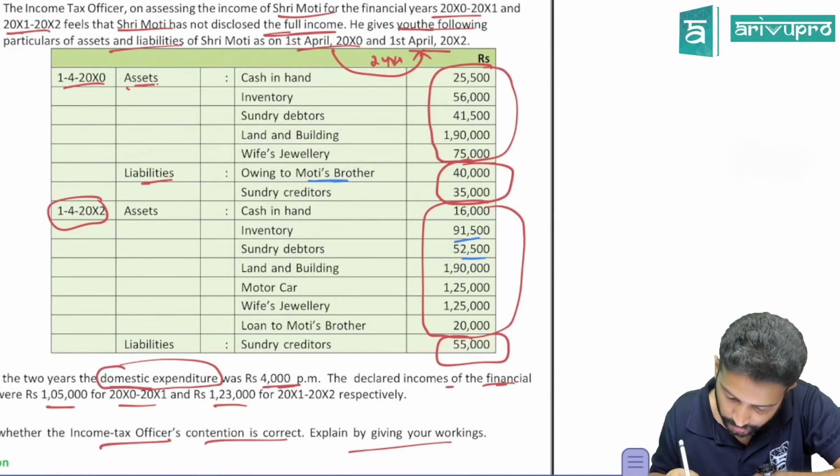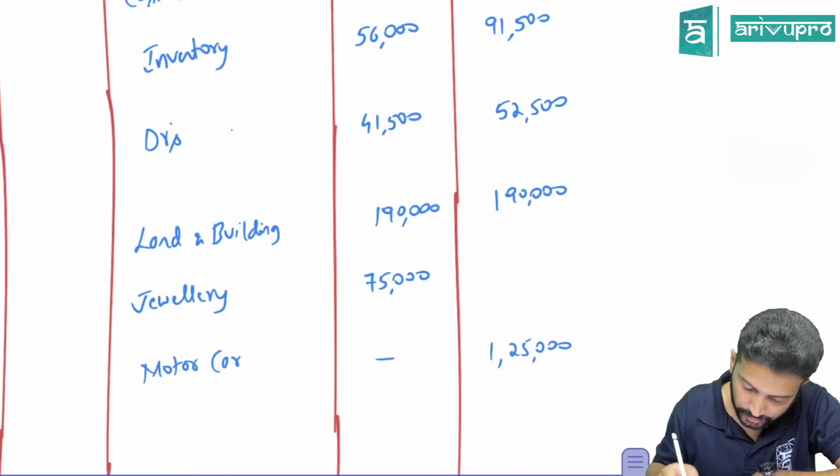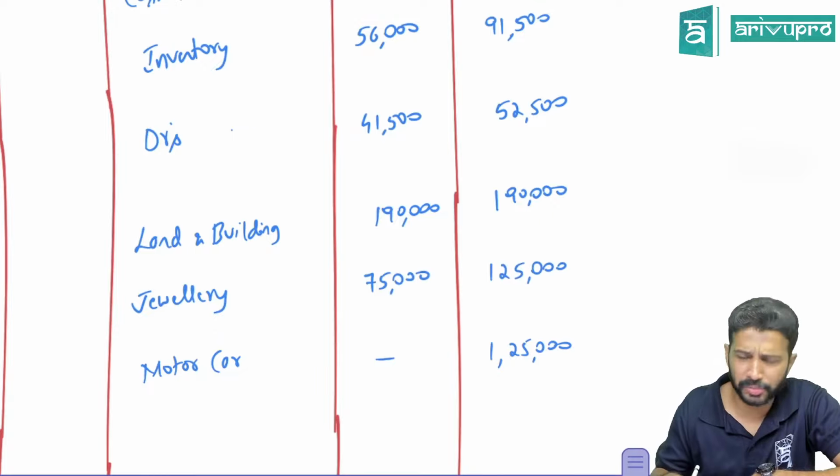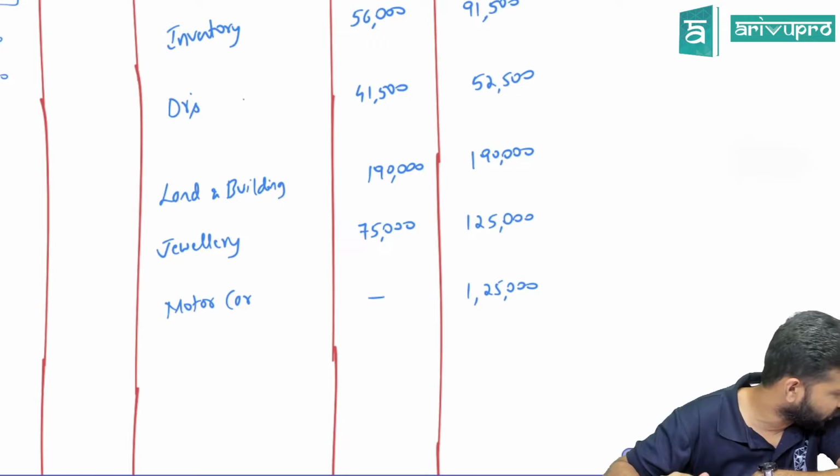All right. Next, what is there? Your wife's jewelry. That now has become 1,25,000. She purchased more jewelry and brought it into the business. That's her problem.